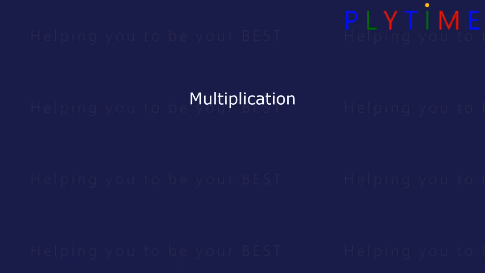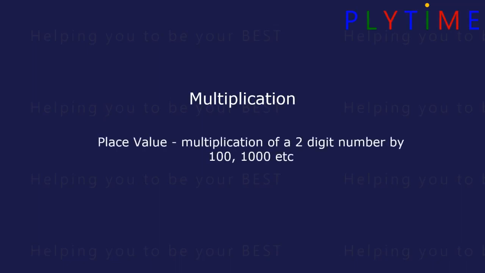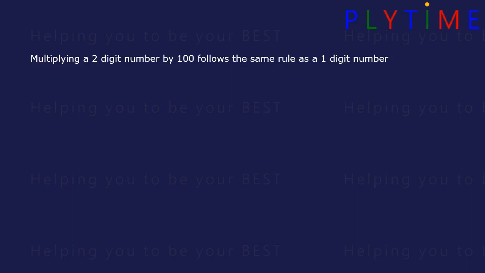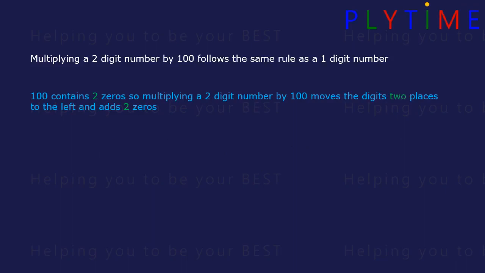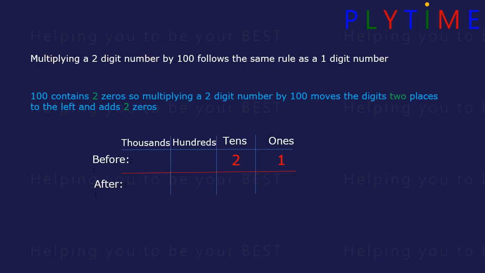Multiplication. Place value, multiplication of a 2-digit number by 100, 1000 and so on. Multiplying a 2-digit number by 100 follows the same rule as a 1-digit number. 100 contains 2 zeros, so multiplying a 2-digit number by 100 moves the digits 2 places to the left and adds 2 zeros. So 21 multiplied by 100, we move the digits 2 places to the left and add 2 zeros. It becomes 2100. 21 times 100 equals 2100.